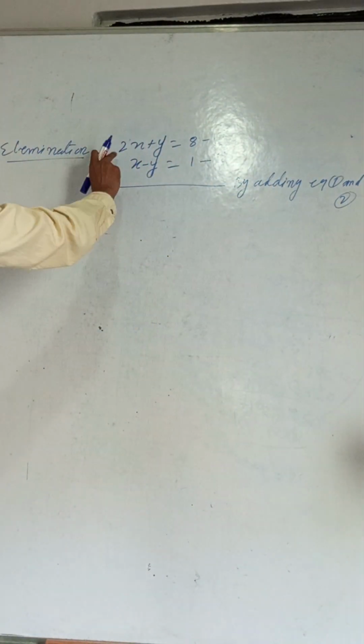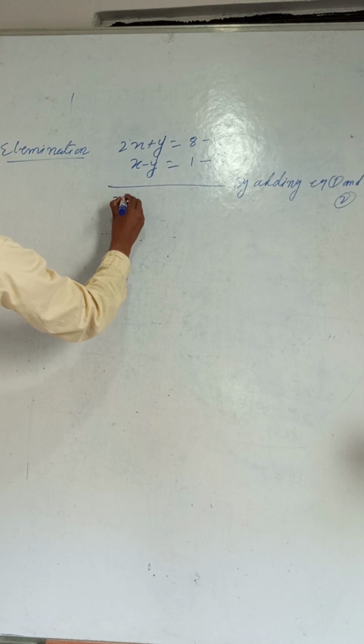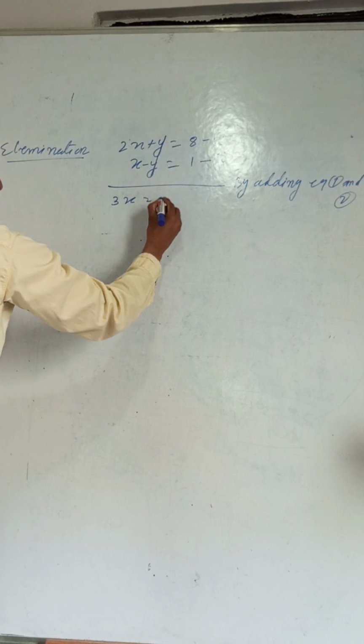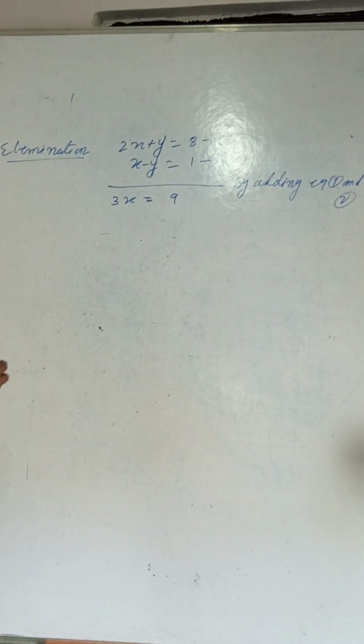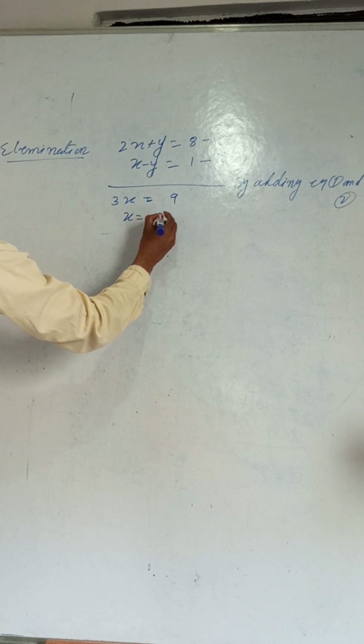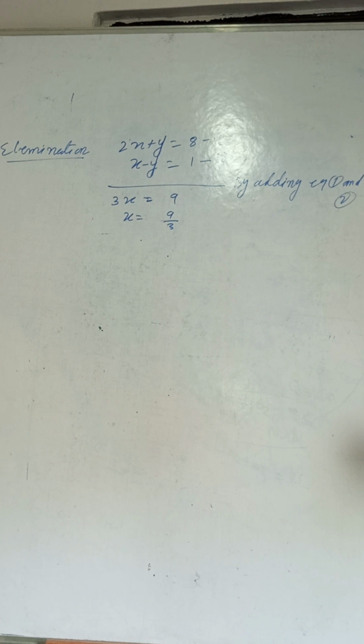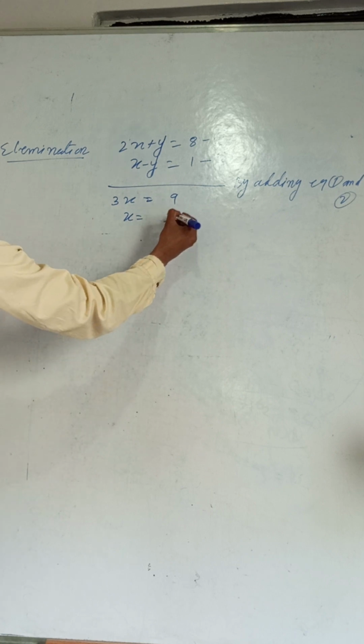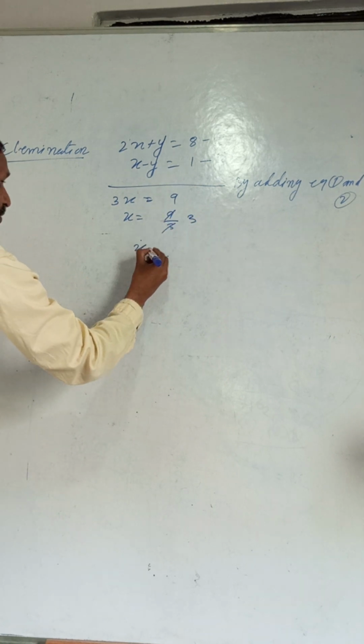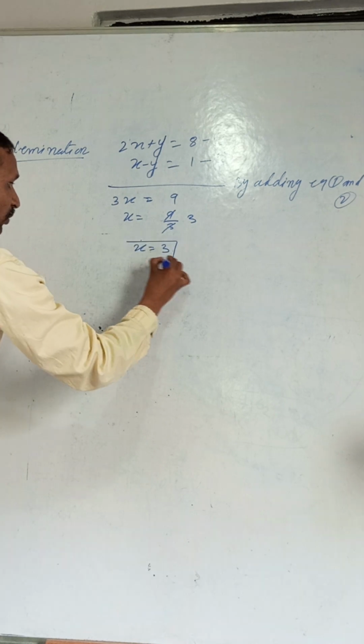So what remains here: 2x plus x is equal to 3x is equal to 8 plus 1, which is 9. We can write x is equal to 9 by 3. This side it will go downside, it will become division. 3 threes are 9. Then x is equal to what? 3. We got one value.